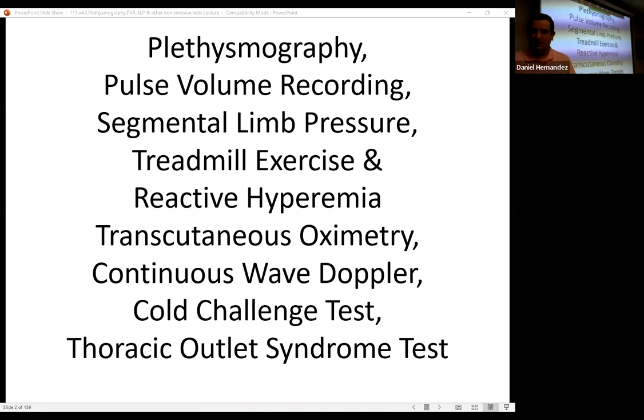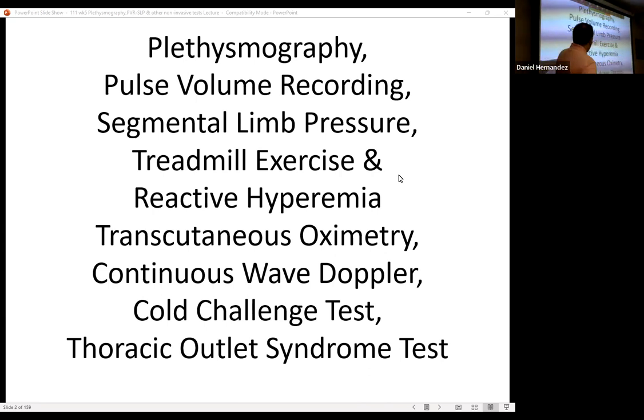We're also going to discuss a little bit about treadmill exercise. So this is basically what we do, that PVR or SLP, except we have the patient exercise to try and induce claudication, try and reproduce those symptoms, because one of the criteria for claudication is those symptoms are repeatable. We can reproduce them in the lab. So that's when we get them to exercise to create that cramping feeling or pain that they were experiencing. We'll learn a little bit about another test called the reactive hyperemia test.